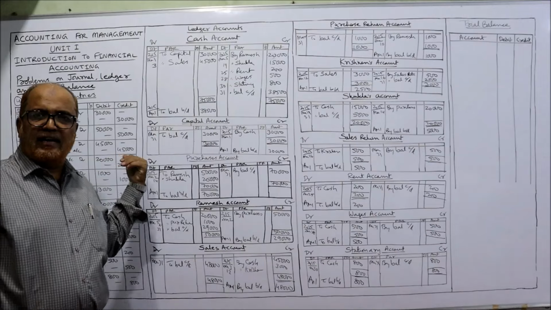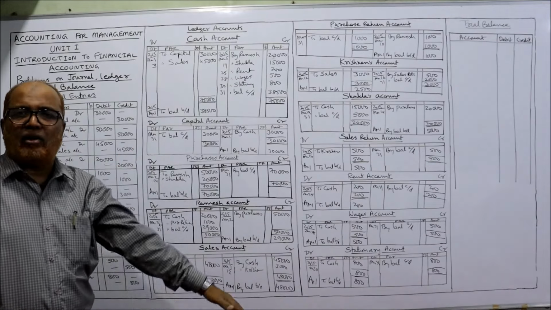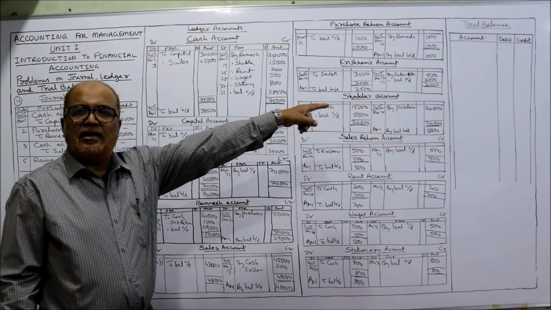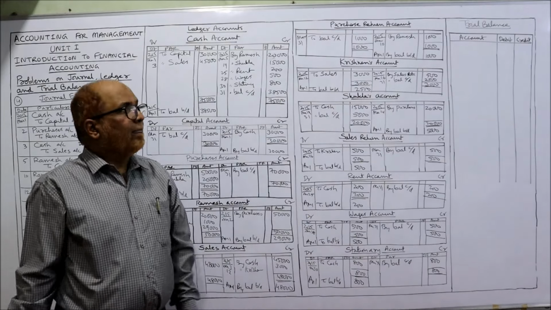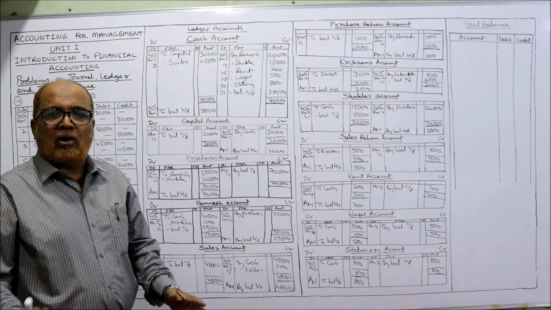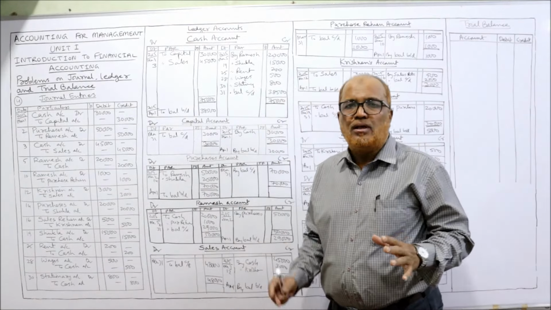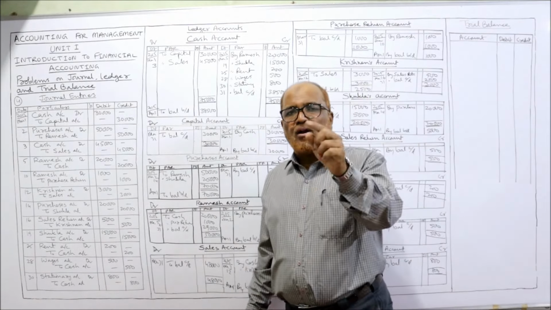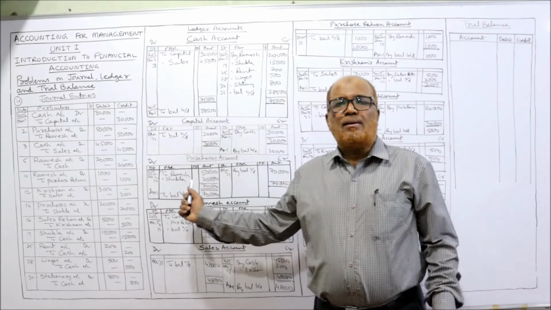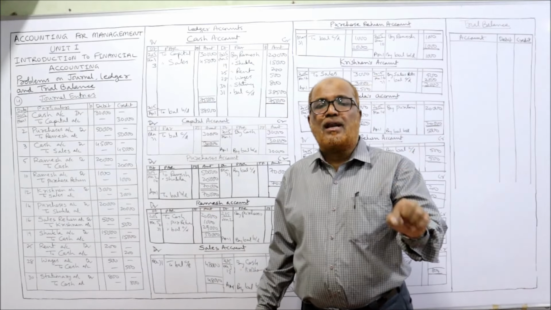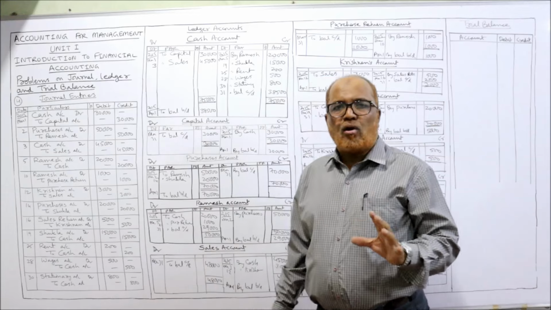First, we have passed the entries. Second, we have posted all the amounts in the ledger accounts. Thirdly, it is asking you to make the trial balance. So how to make the trial balance? We will take only the balance brought down. Some brought down balances are on the debit side and some on the credit side. So accordingly, we will take.